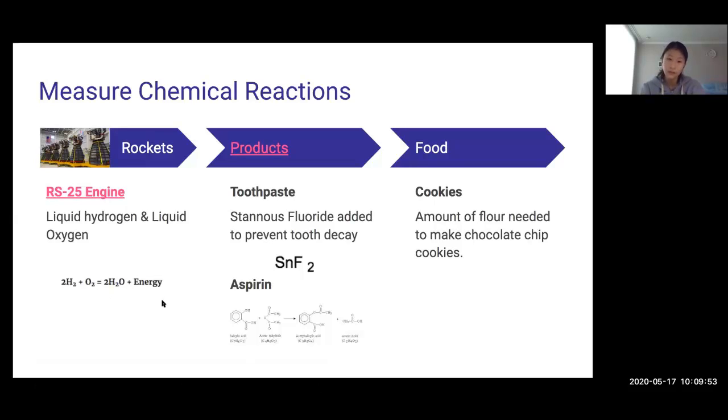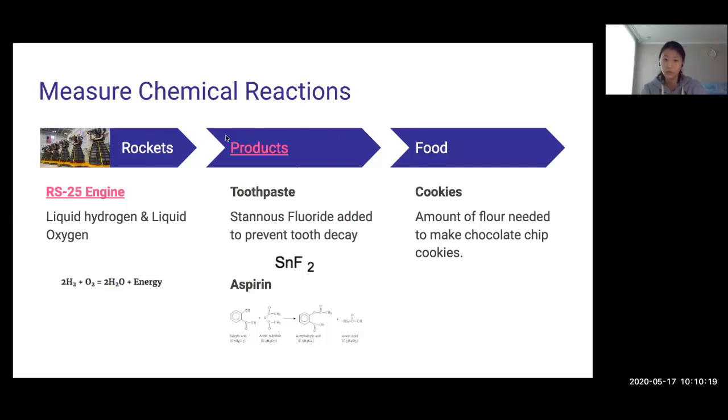But if stoichiometry wasn't used for calculating the amount of each reactant we need for this reaction to happen, we don't know what's going to happen to the RS-25 engine. It might blow up, or something undesired might happen. So that's why we need to use stoichiometry to calculate each reactant for this reaction to happen.